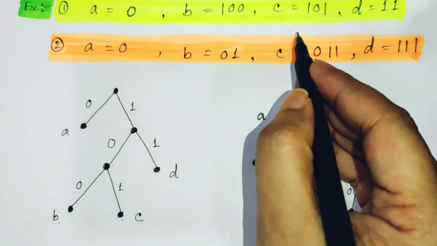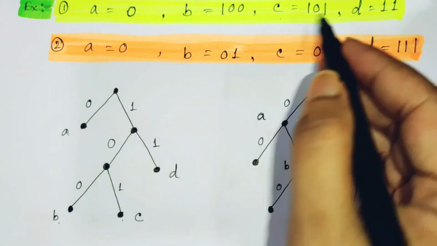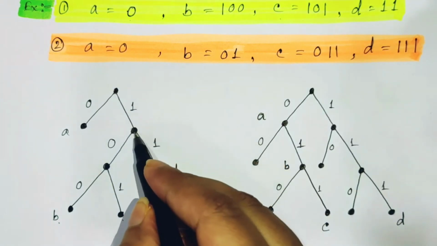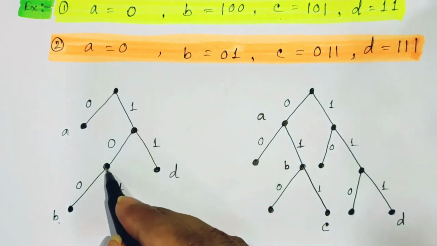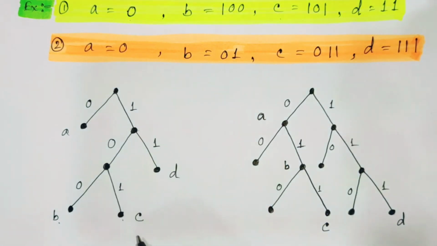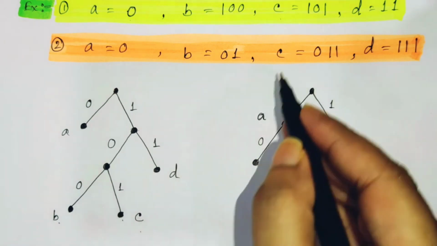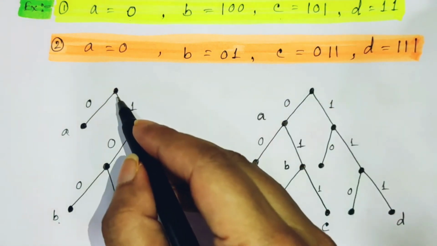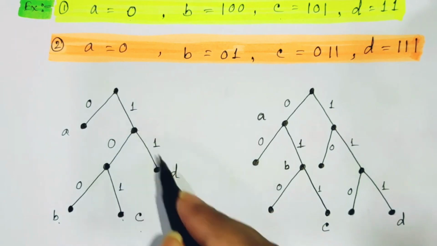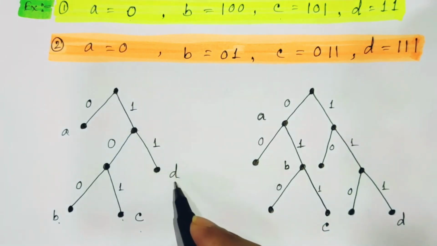Now C, its value is 101. So from the root it is 1, then 0 means this one, and 1 means this one, so it is our C. Next it is D. D is 1, 1, so from the root node it is 1, and again this is 1, so we can say this node is D.